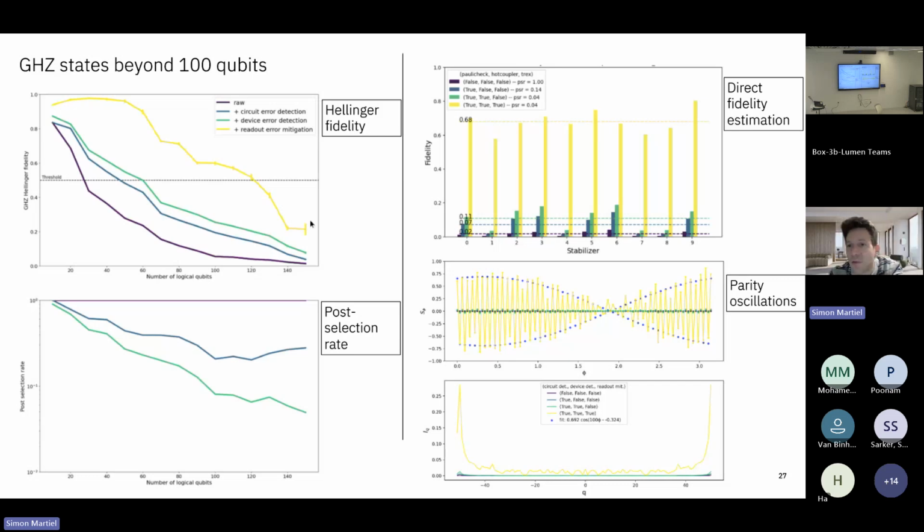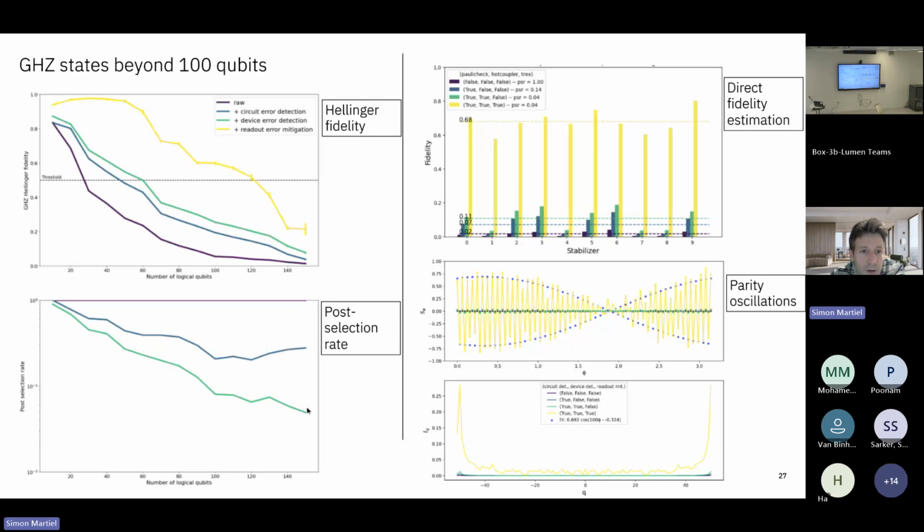There are other fidelity estimate techniques. For instance, we can measure random stabilizers of the state. And this gives us comparable results in terms of assessment with the Hellinger fidelity. So they kind of coincide, which is cool. At the bottom here, you have a rough idea of the post-selection rate. If we run the raw circuit, we get no post-selection at all. If we run just the Pauli checks, we discard a fraction of the runs.